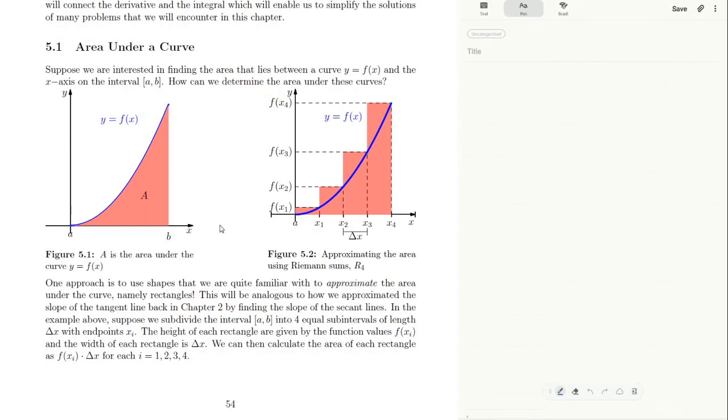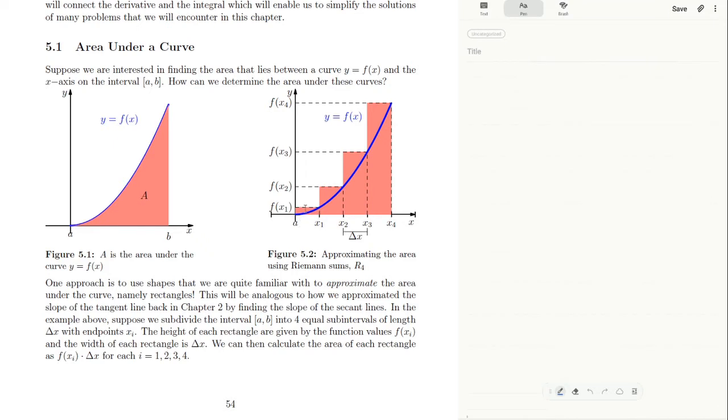So one approach to approximating the area underneath the curve is by using rectangles. So what we'll do is first subdivide the interval from a to b into equal subintervals that have a length of delta x. We can then use rectangles within each of those intervals to approximate the area. So on the right, the example shows an approximation using 4 rectangles.